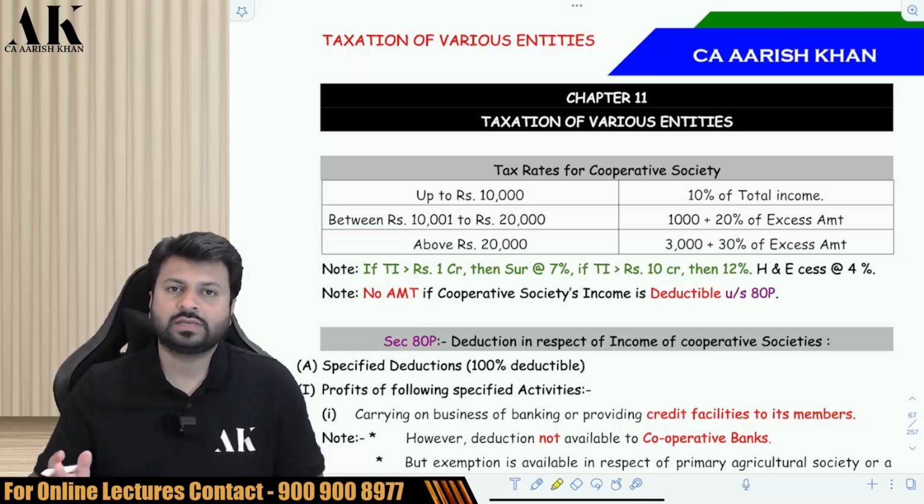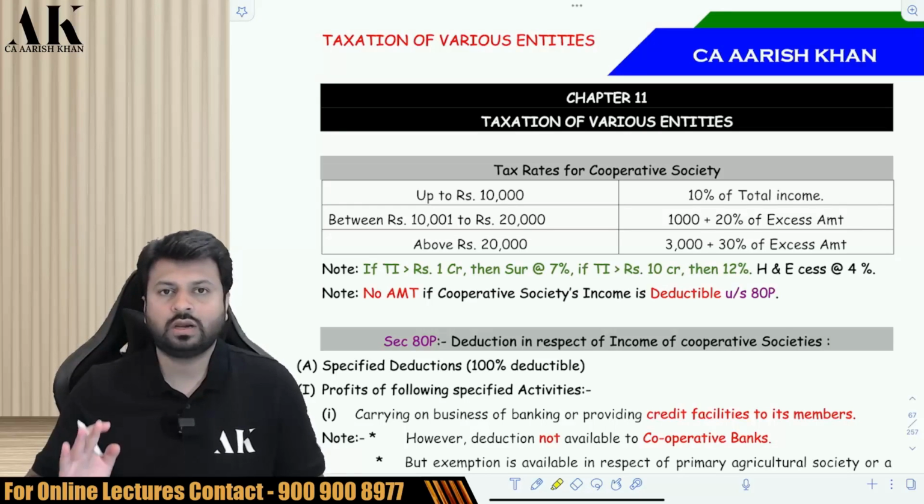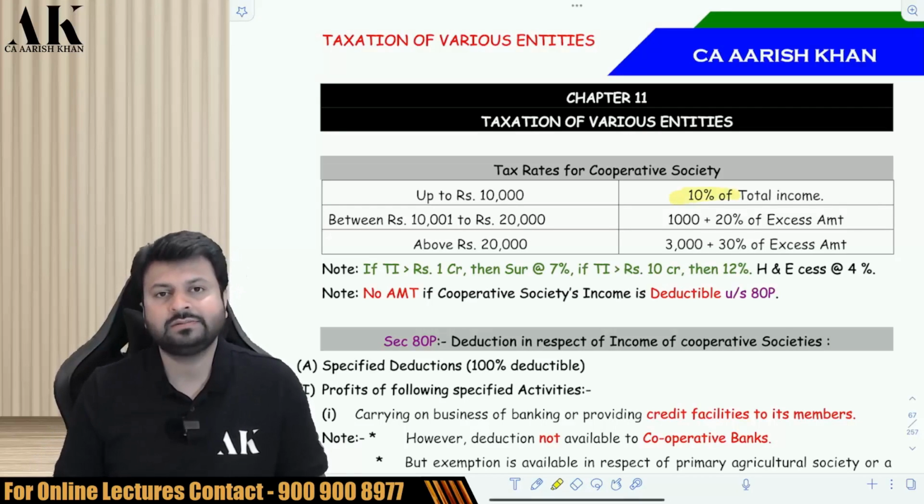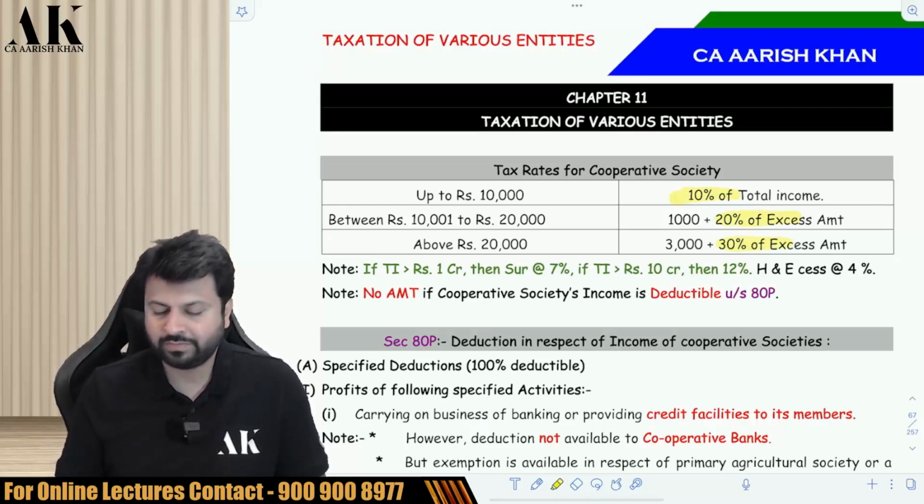A cooperative society is liable to tax on every rupee. They do not get any basic exemption limit like an individual gets. So up to 10,000 they have to pay a tax of 10%. Above 10,000 they have to pay tax of 20%, and above 20,000 they have to pay tax of 30%.